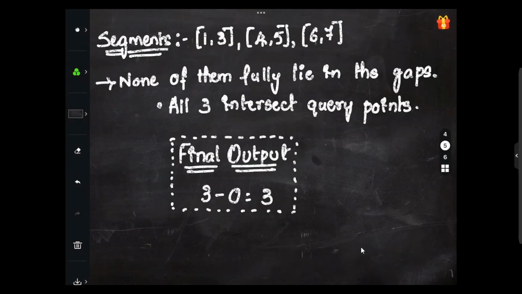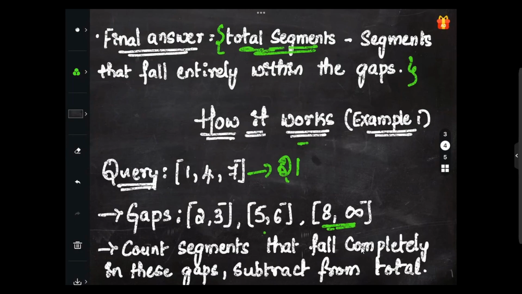So let's move on with the further things here. So the segments are already given in the input: 1 3, 4 5, 6 7. So here, whatever the gaps we have, 2 comma 3 and 5 comma 6, within these we have 2 comma 3, we don't have, right?